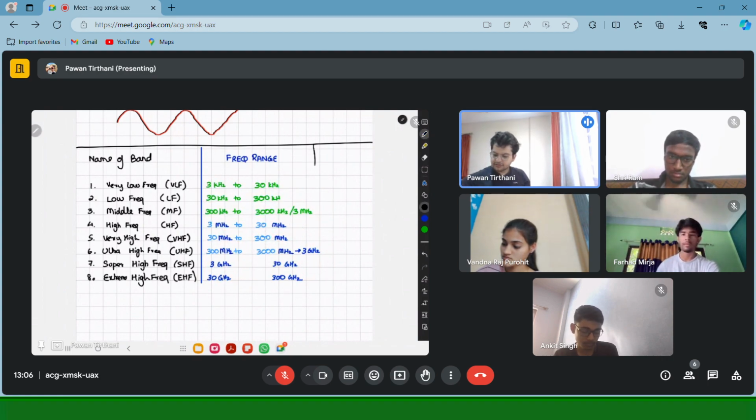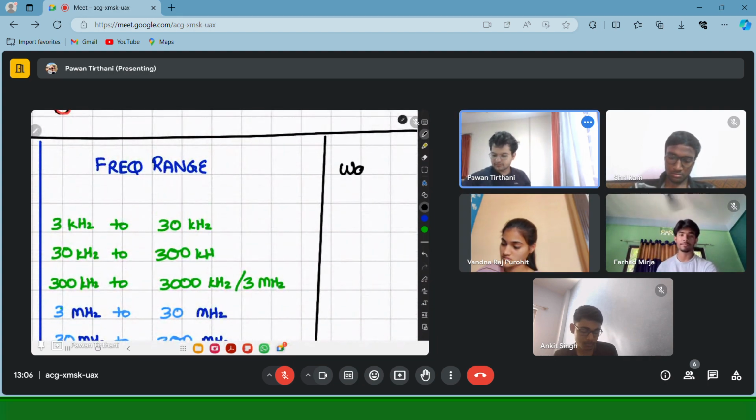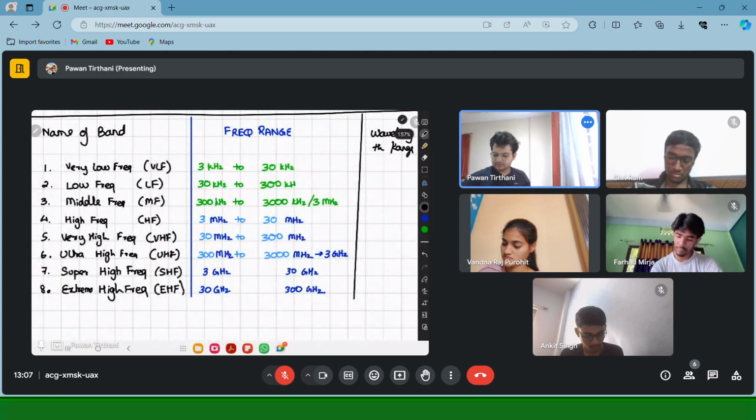Now, if you have a frequency range, they will also have a wavelength range. Okay, let us calculate that also.